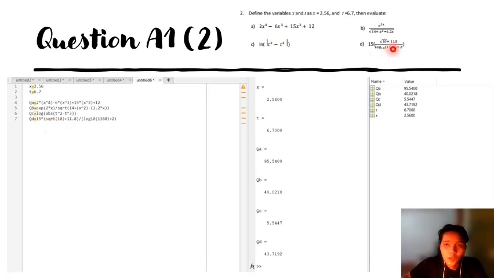And for log here, just write down the log and the base, and then when you have done with log and the base, you write down the index, which is 1360, and then you get the value. For question B it is 40.0218, C is 5.5447, and D is 43.719.